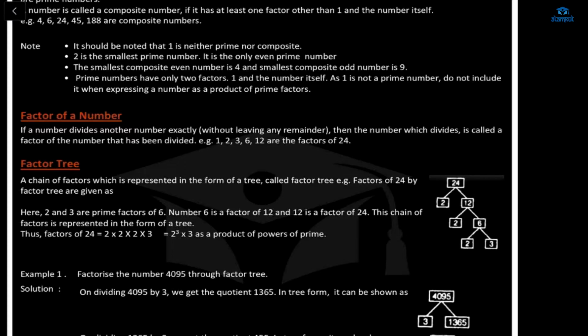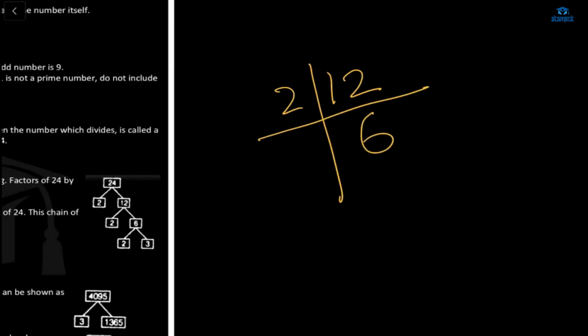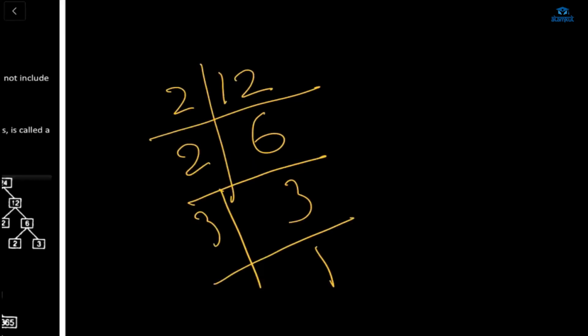Okay, like if you are taking 12, what are the factors of 12? 12 will be divided by 2. We will start from the smallest prime factor. Prime factor means the prime numbers, so we start with the smallest prime number. If you divide 12 by 2, what do you get? 2 sixes are 12. Now again 2. So what are the prime factors of 12? The prime factors of 12 are 2 into 2 into 3.